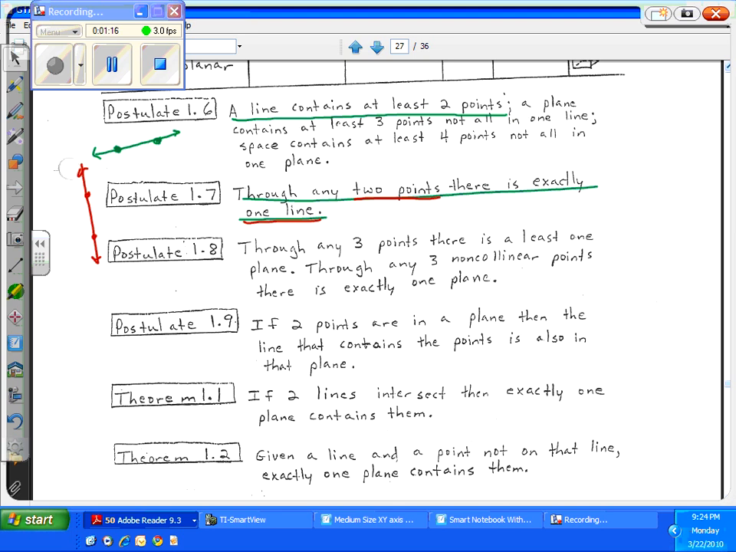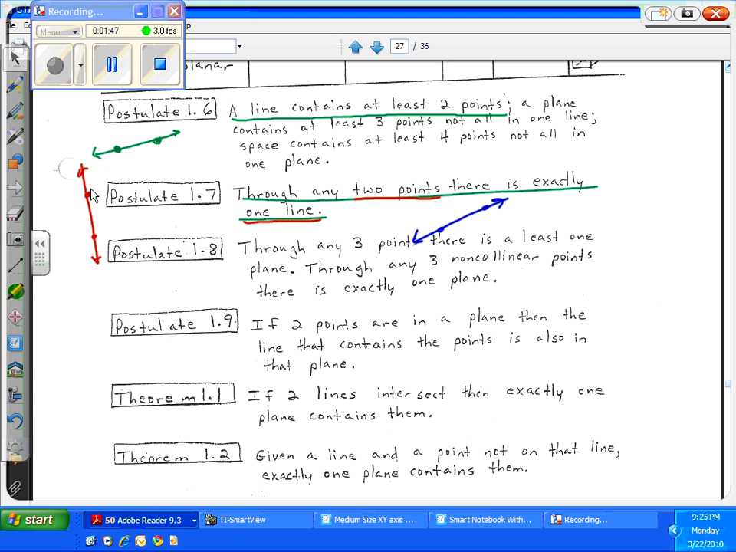So by writing those 2 points, I've determined a specific line. So the blue line was determined by first placing the 2 blue points. The red line was determined by first placing the 2 red points. The green line was determined by first placing the 2 green points. So because of that concept, we say a line contains at least 2 points, and we say that through any 2 points, there's exactly one line.